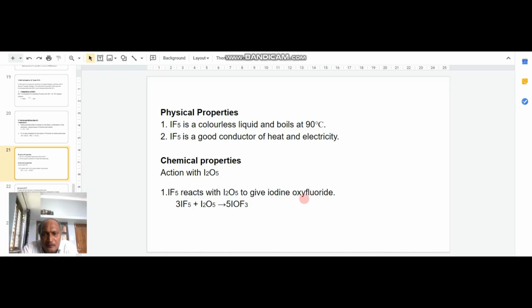iodine oxyfluoride as shown. That is, 3 moles of iodine pentafluoride react with 1 mole of iodine pentoxide. So there is a formation of 5 moles of iodine oxyfluoride. IOF3 is called iodine oxyfluoride.